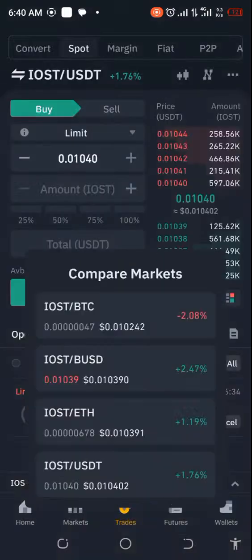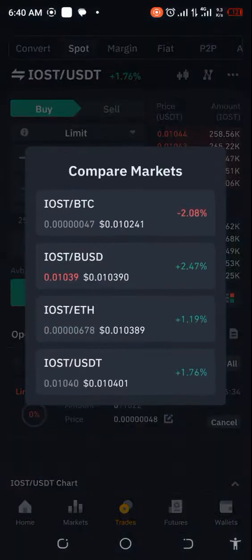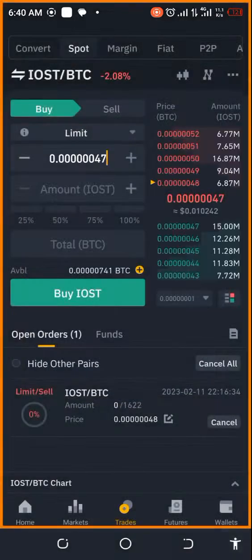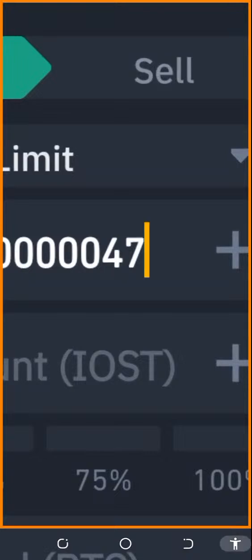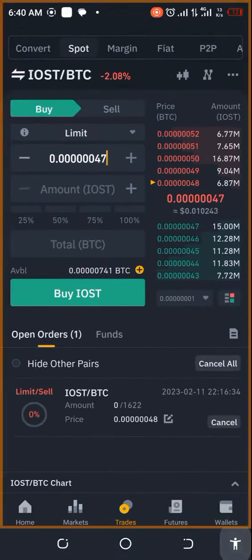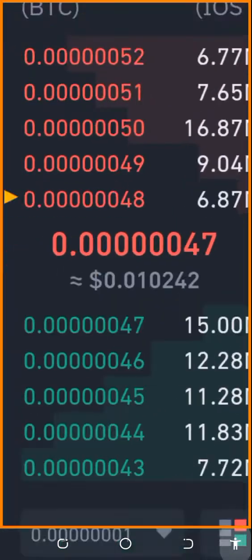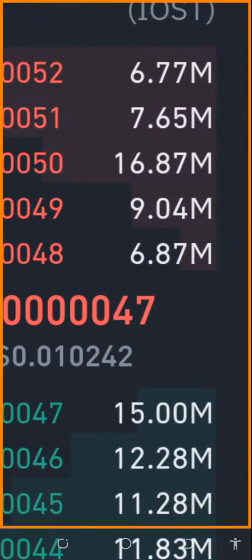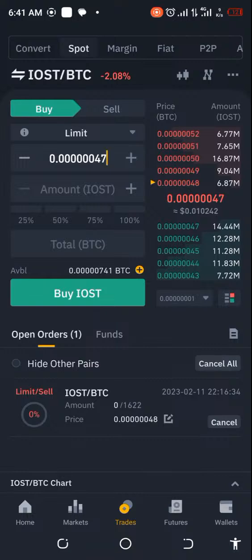sell the IOST to BTC, probably because the price right now is quite low. So, and it seems like BTC has not appreciated so much. So we're still in the queue. And as you can see here, we're still on the queue to get sold, and that is taking some time. So this is the time to employ the boomerang strategy.